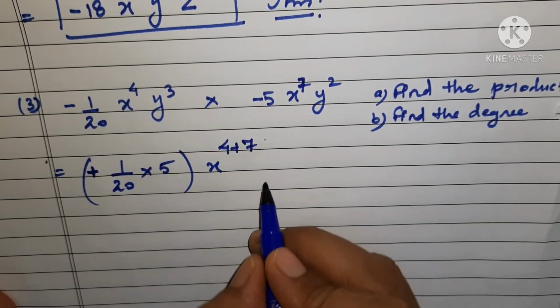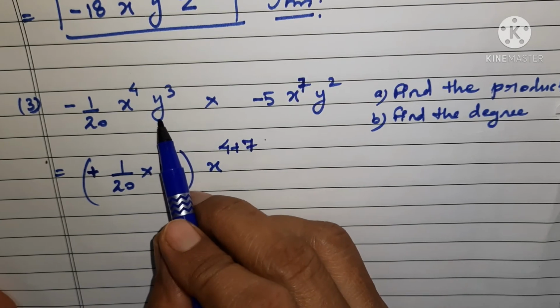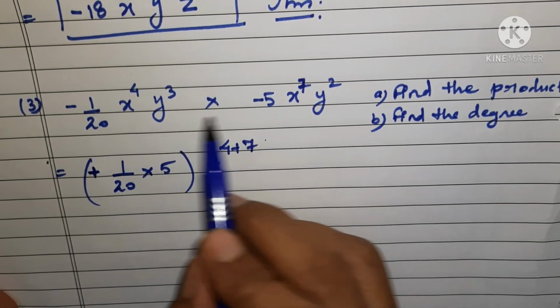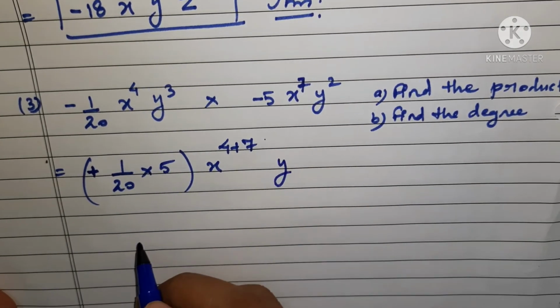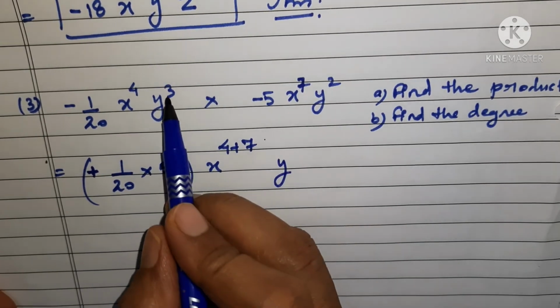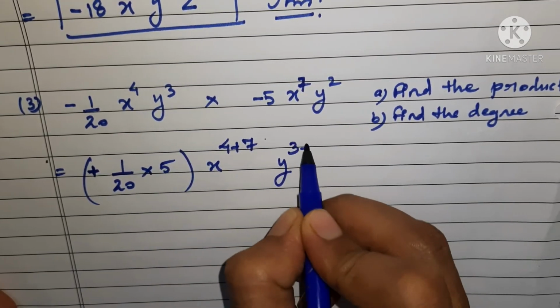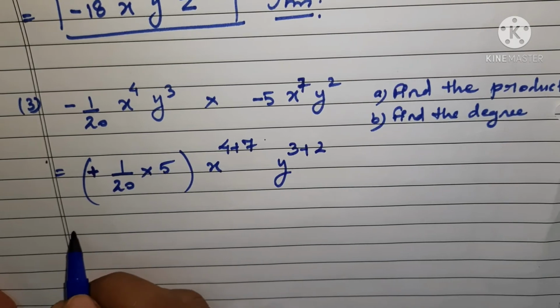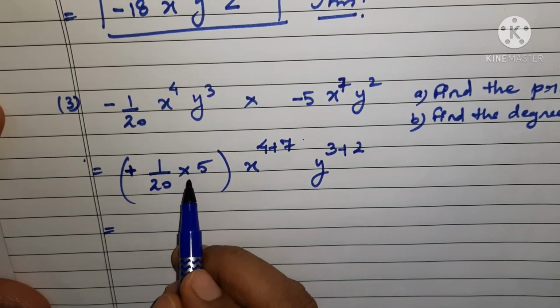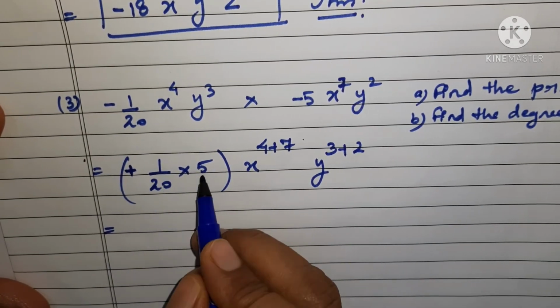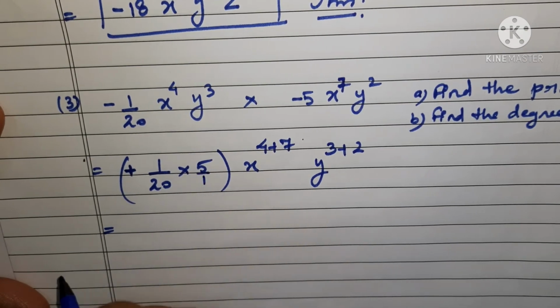Then what is there? y cube. You can see y is present here also and here also, in both y is present. So we are going to take 1y, we will write one y and add their powers, that is 3 plus 2. Now we are having here 1/20 and this is 5, and just put 1 over here.